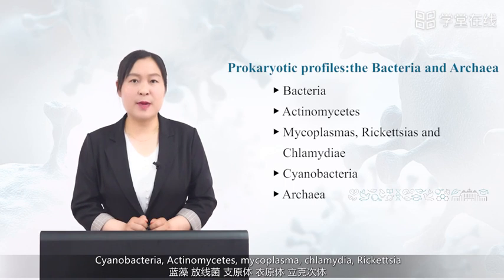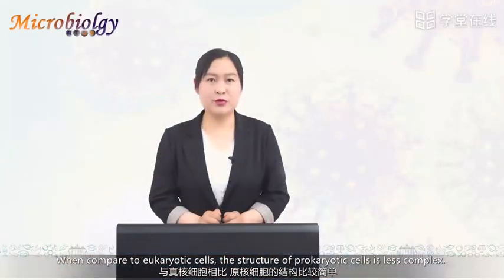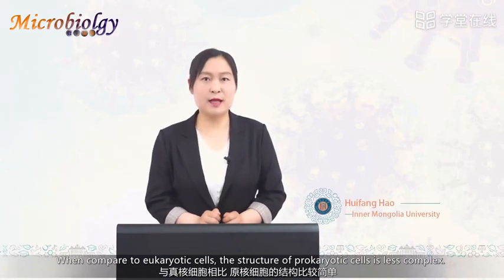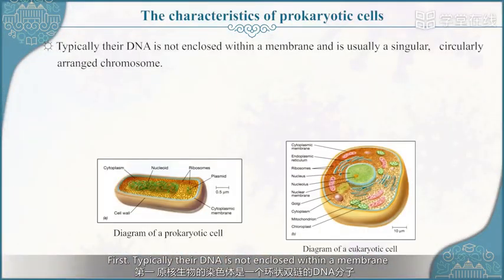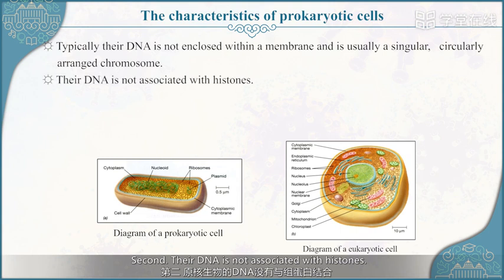Cyanobacteria, actinomycetes, mycoplasma, chlamydia, and rickettsia belong to generalized bacteria. When compared to eukaryotic cells, the structure of prokaryotic cells is less complex. The chief characteristics of prokaryotic cells are as follows. First, typically their DNA is not enclosed within a membrane and is usually a circularly arranged chromosome. Second, their DNA is not associated with histones.